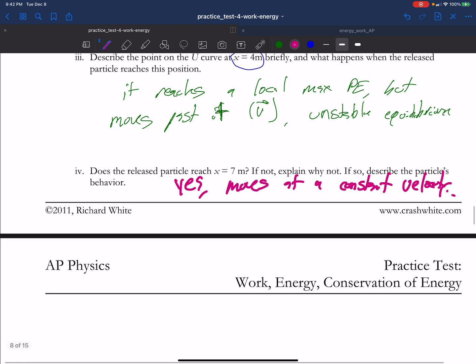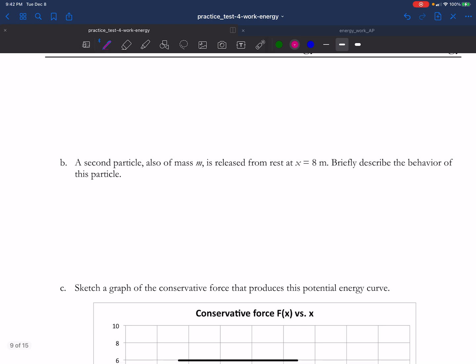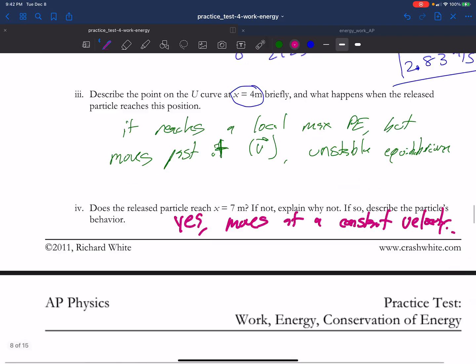Ugh, that was ugly. The last question for this video is: a second particle of mass m is released from rest at x equals 8. What's the behavior of this particle?